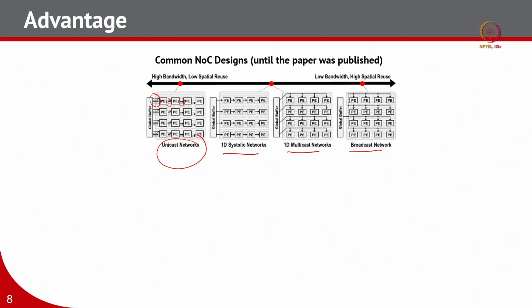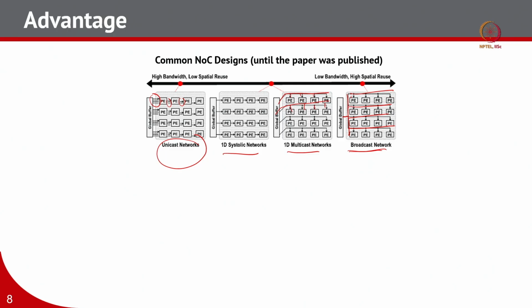Now, the systolic network, we already saw when we were discussing the systolic array. We discussed that in a systolic array the data flows in a specific manner. In a multicast network, the global buffer sends some data and the same data is communicated to all the PEs. That is the multicast network. And finally, in the broadcast network, the global buffer will send one single data and that single data is communicated to all the PEs, right. So, these are the different data flows or the different types of NoC.